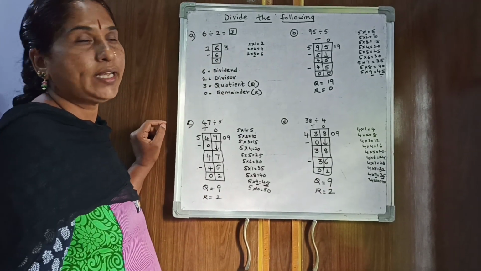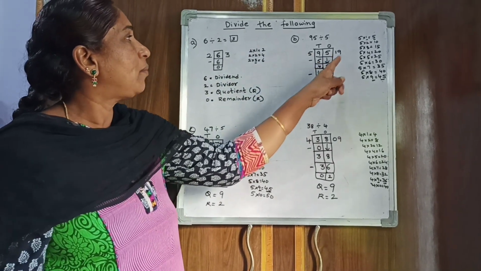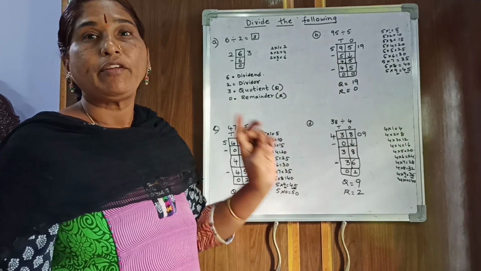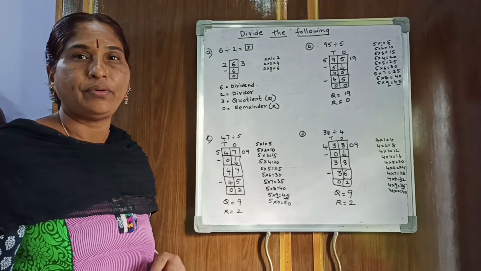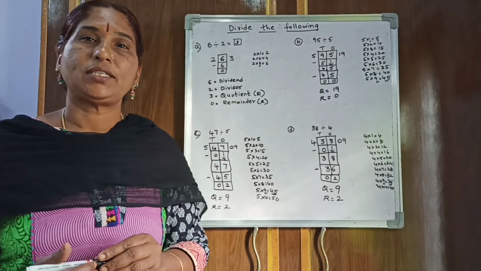Is it clear, children? See here, just remember, if the number goes in the table, you can do from the first number, tens place. But if it won't go in the table, you have to take the 0. Is it clear, children? I hope you have understood these division sums.